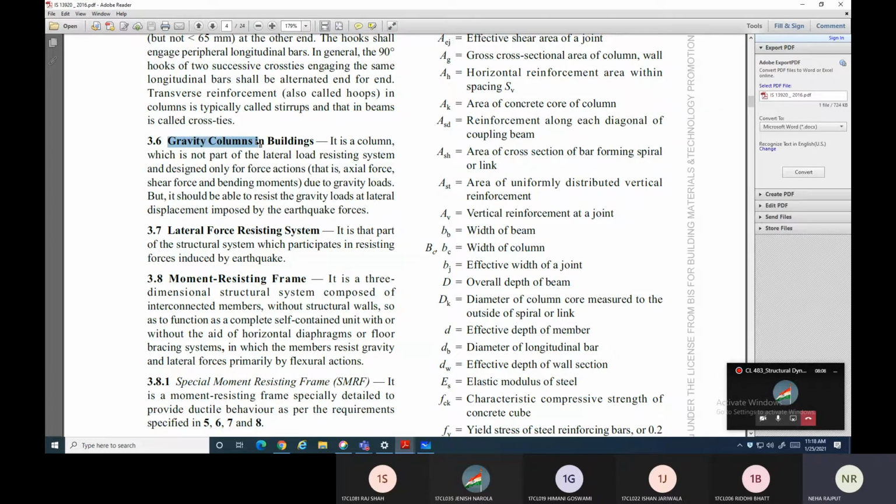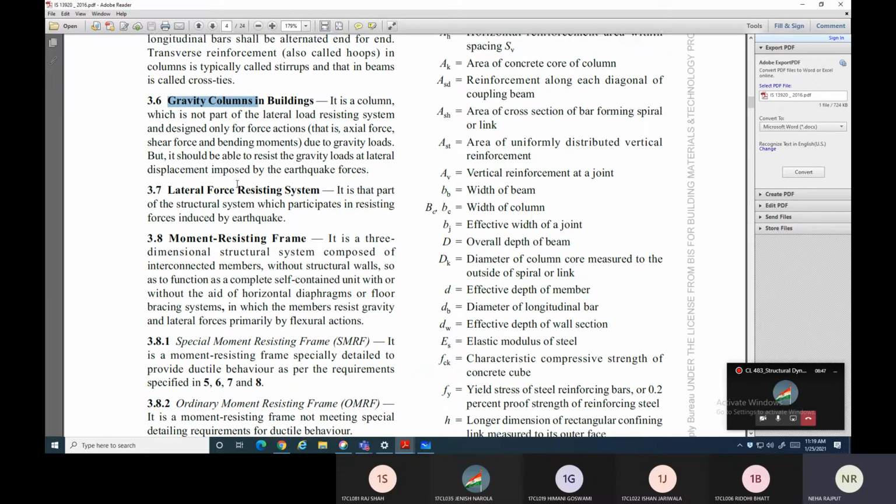So column is a vertical element, and from the earthquake point of view, the column is the element which will resist the lateral forces due to earthquake force or wind force. So if your column is designed only for the gravity load, that we did in the DOS 1 and DOS 2, only for the gravity load condition, that column is known as gravity column, because that will have only the vertical force in terms of axial, shear and bending. No additional force in terms of lateral force is acting on the column. That's why it is known as gravity column.